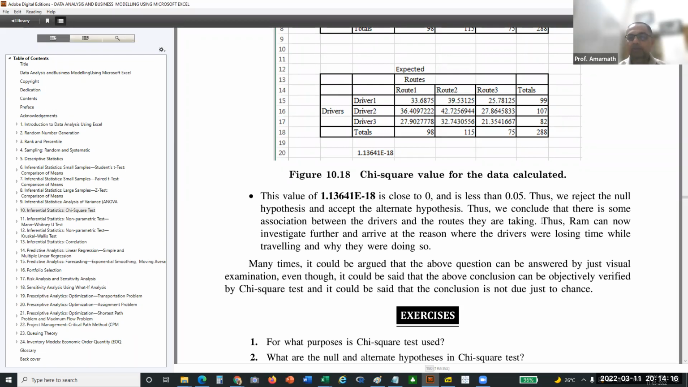Then there is one question posed here. Ram can now investigate further and arrive at the reason where the drivers were losing time while traveling and why they are doing so. So that becomes an objective study or an objective answer. Subjectively, you have to delve deeper and find out.